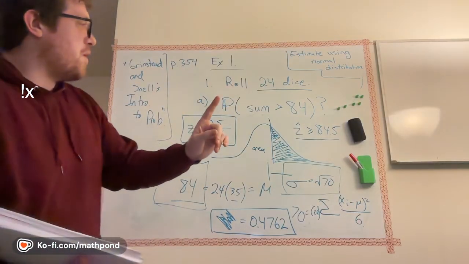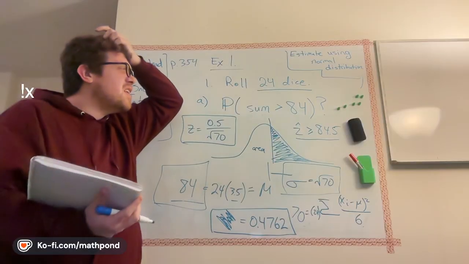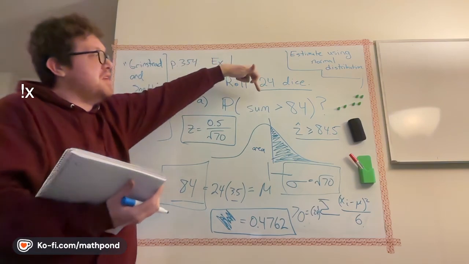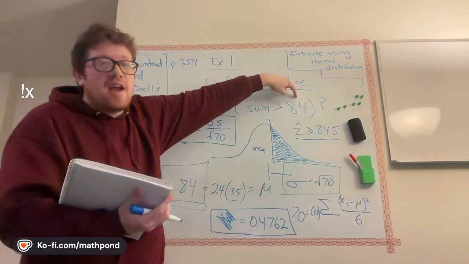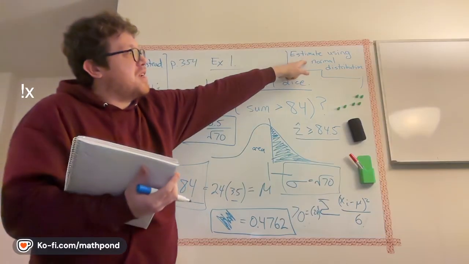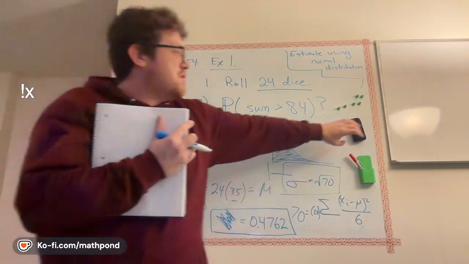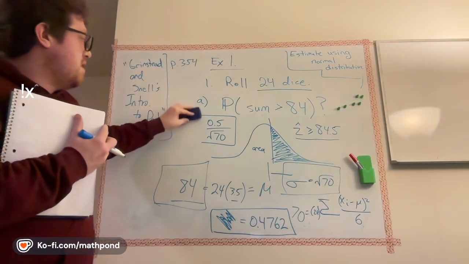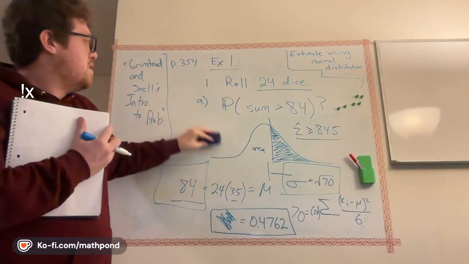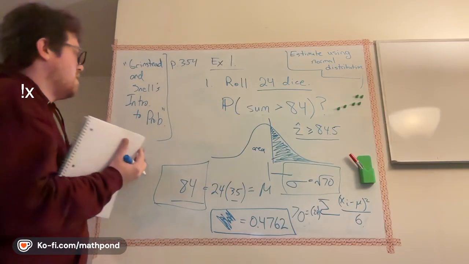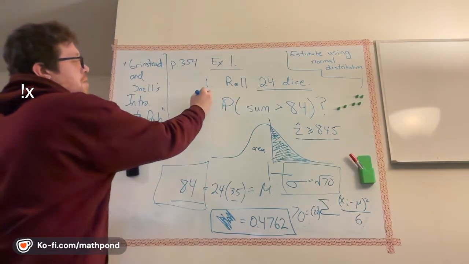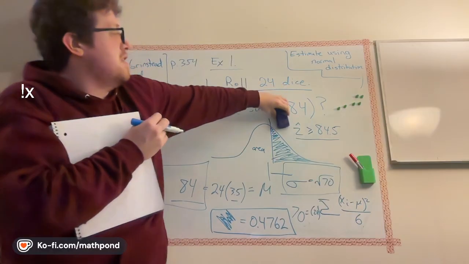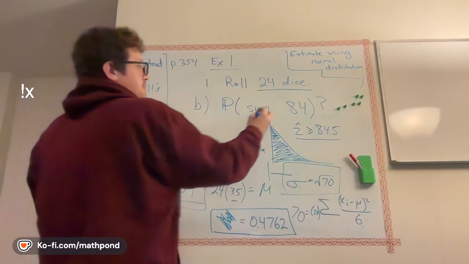So there's one more part, which is part B. And part B is the same question, but what's the probability that the sum is exactly equal to 84? And we want to estimate it again. So same type of question. I'll leave the mean and the standard deviation up here. This is part B. So we want to know what's the probability that the sum is exactly 84?